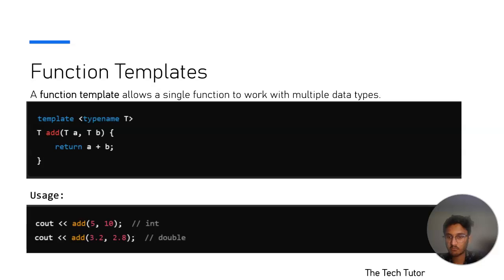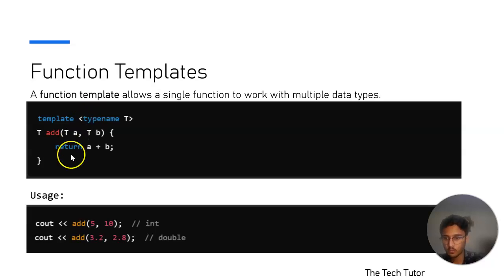Let's start with function templates. Instead of writing separate functions for different data types, we create a single function that works for all types using a template. So here's an example of a function that adds two numbers of any data type. If you look at the parameters here, we're taking in something that we haven't come across. We're saying T a, T b.